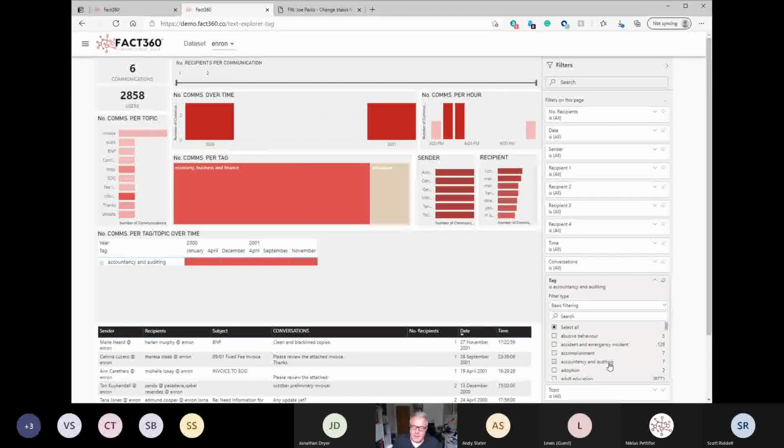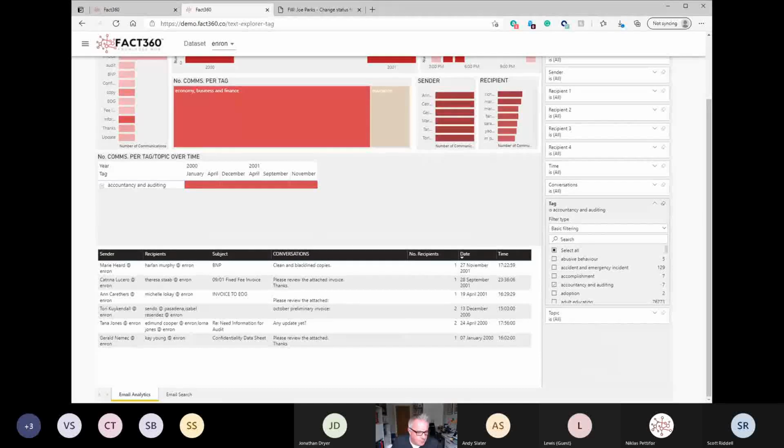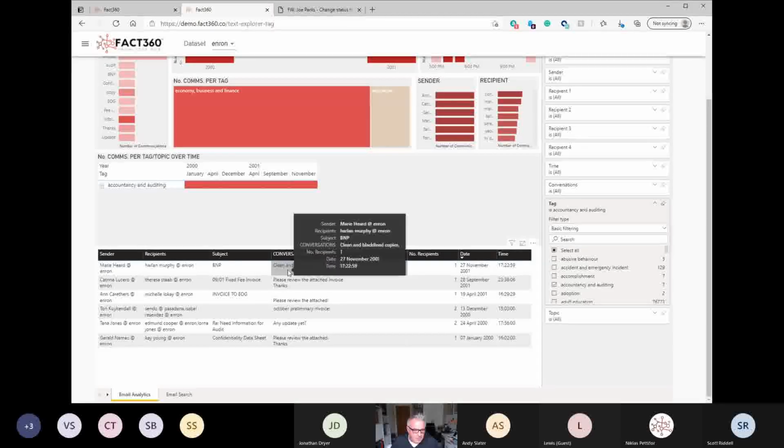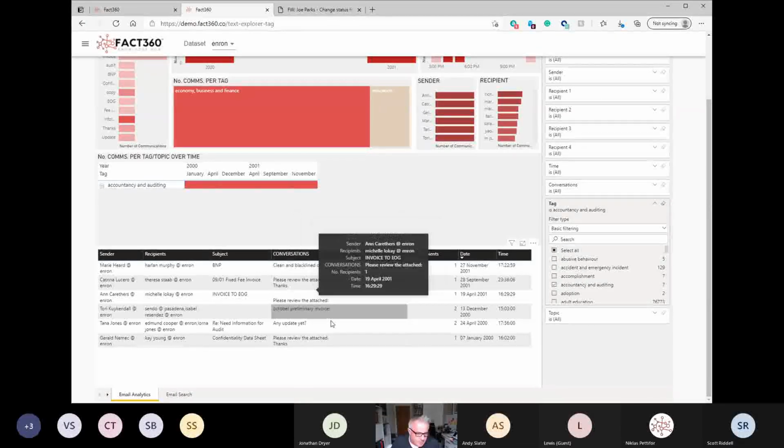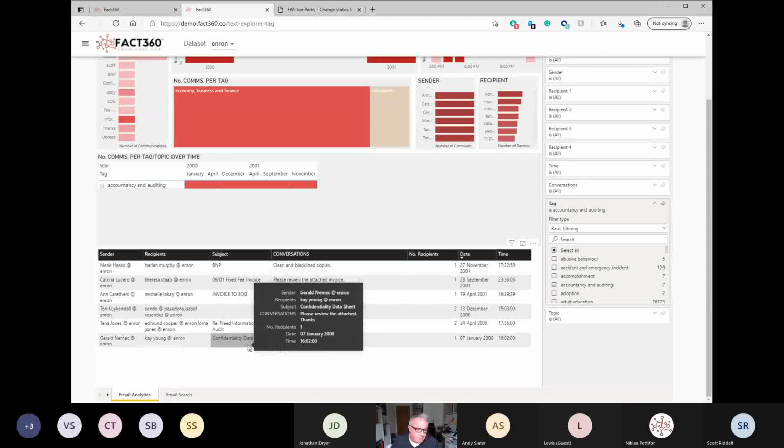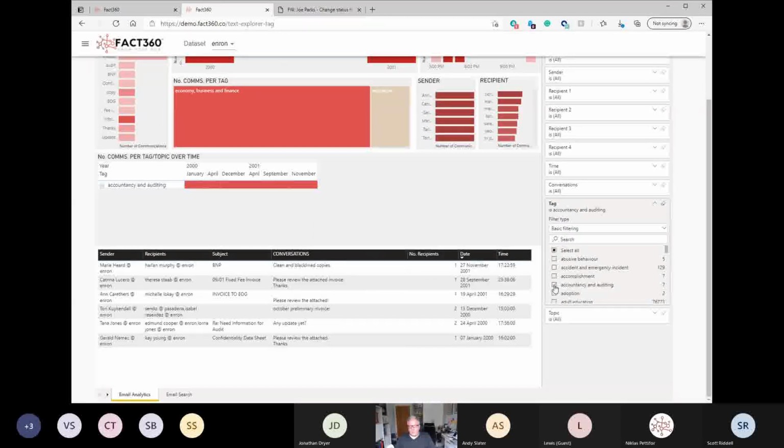So just by clicking on that topic, that tag rather, this category, you can see all of these emails relate to something to do with accounting audit. You've got the word invoice, you've got clean and blackline copies. Okay, that could be legal as well, doesn't matter. The word audit appears, and confidential data sheets. So this is all being grouped together under these simple categories.